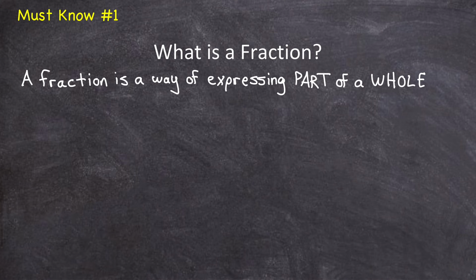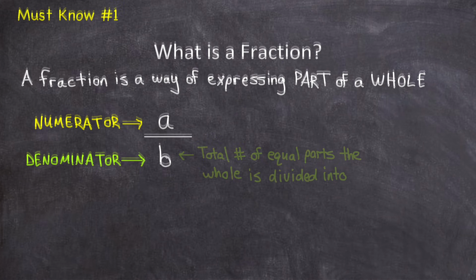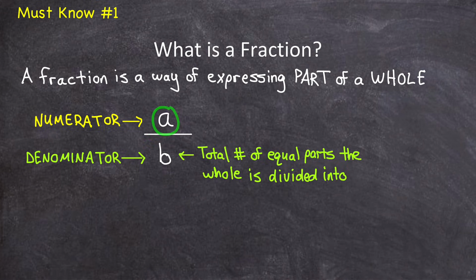And a fraction looks like this, where we draw a horizontal line, which represents a division operator. Above the horizontal line goes a number which we call the numerator of the fraction, and below the horizontal line goes a number which we call the denominator. The denominator represents the total number of equal parts that the whole is divided into, and the numerator represents the number of parts of the whole that are being considered.